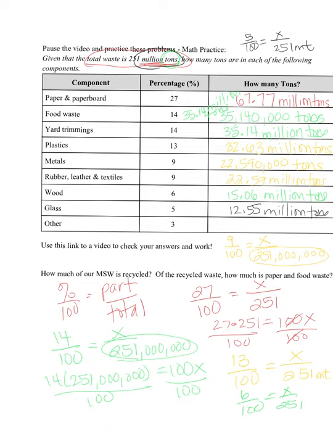And last is my other. And so my other here looks to be 3 out of 100 is what out of 251. And so when I cross multiply and solve, I'm going to get 7.53 million tons. And any of these I could have written out in the full number if I wanted to, or I could have, like I wrote most of them, million tons.